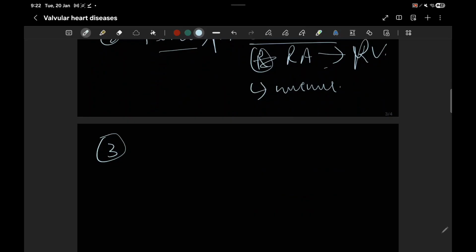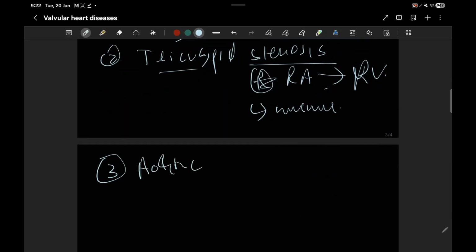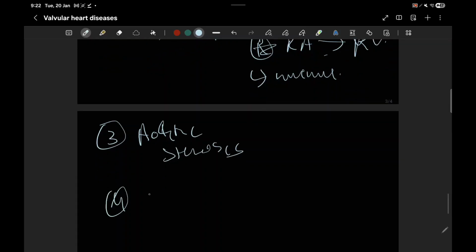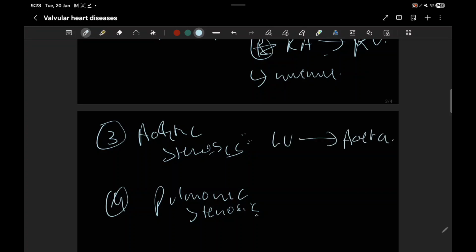The next is the same concept. There's also aortic stenosis, and there's also pulmonic stenosis. We are discussing the stenosis initially. Where's the problem here? After the left ventricle, to the aorta. Problem in the aortic valve.